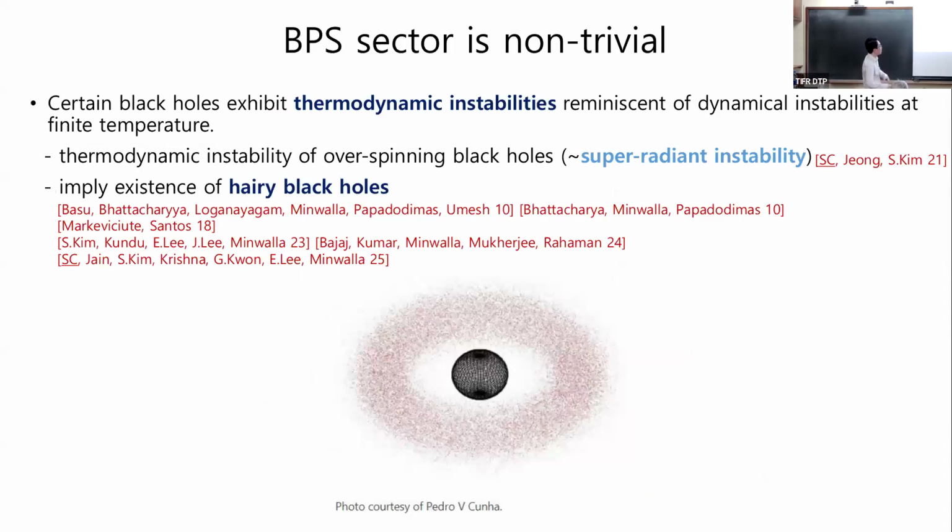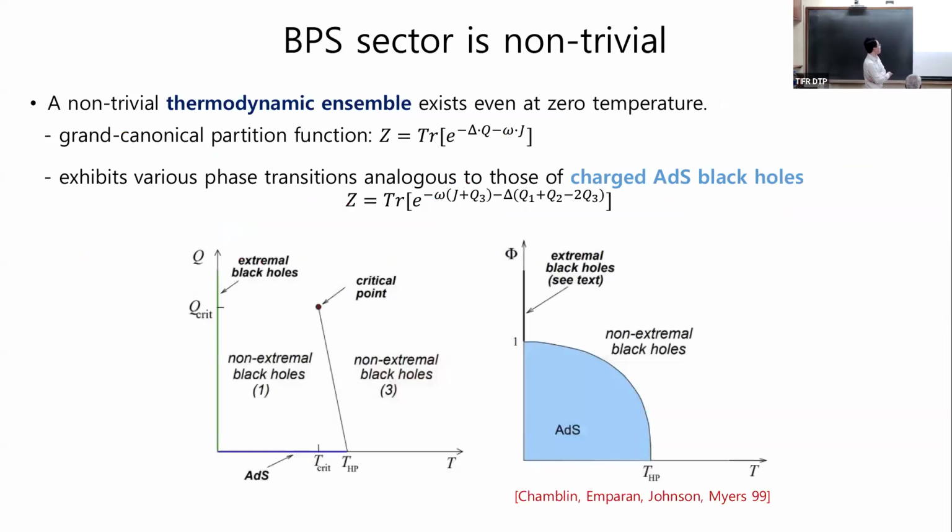And one other thing we can say is that there is the recent work of Shiraz: even in the supersymmetric sector, the black holes exhibit some thermodynamic instabilities, which is reminiscent of some dynamic instabilities of finite temperature black holes, like Gregory-Laflamme instabilities, and you can make hairy black holes utilizing these instabilities. So as said, even in the supersymmetric sector there is a lot of non-trivial thermodynamics, which itself is very interesting, and it also gives some lessons towards the finite temperature black holes. So it is worth studying.